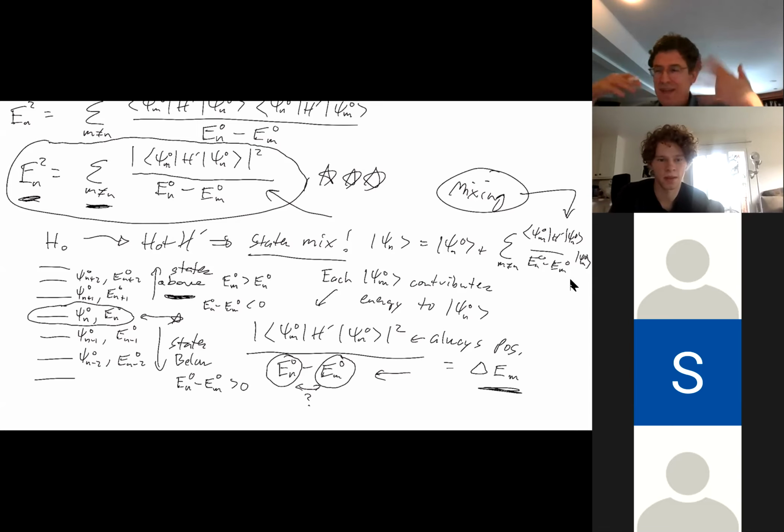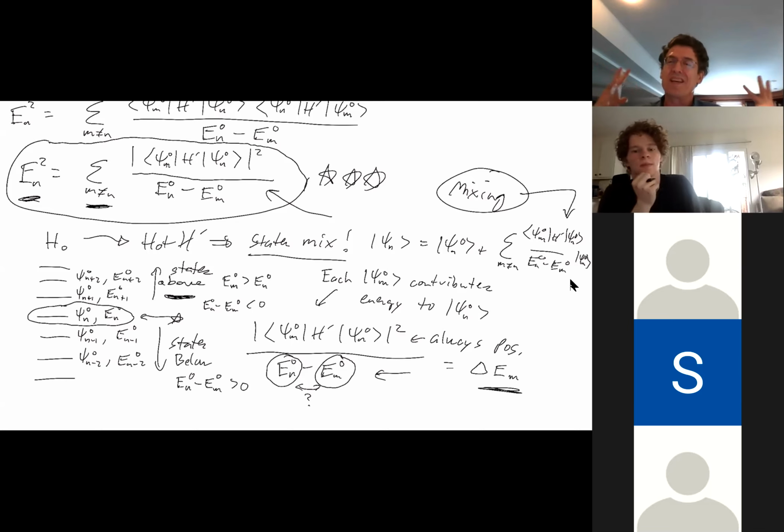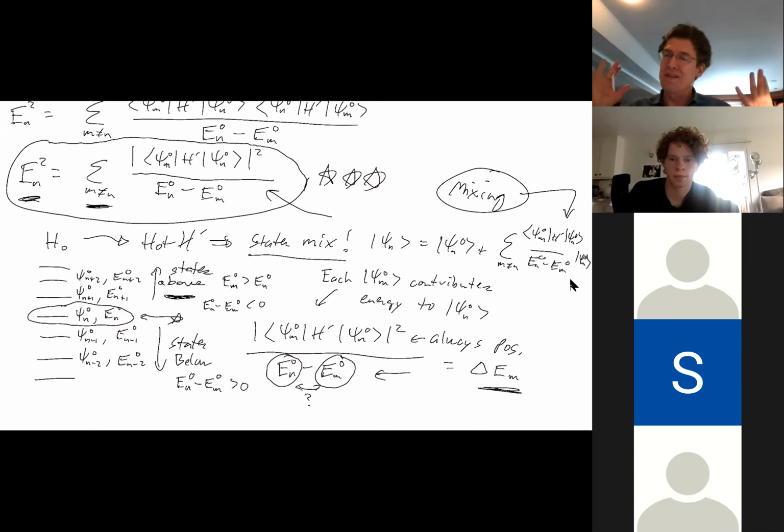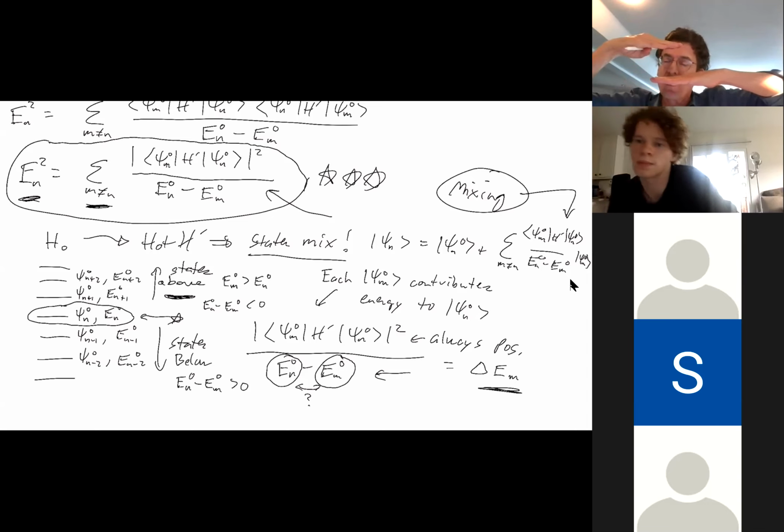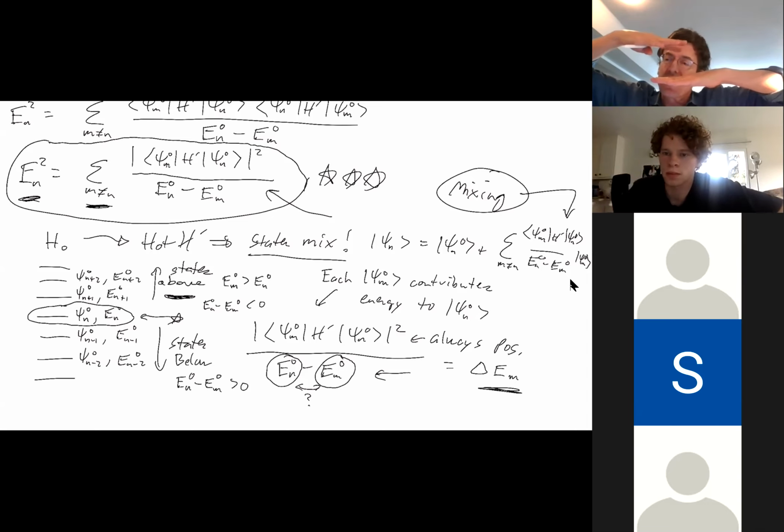Now this might seem like some weird little thing to notice. But this is actually very profound and important. And this is an important part of your quantum mechanics intuition. Because what we've just shown is that I have a state, I'm talking about some particular state at some energy. If I have a state above it, then the perturbation is going to cause my state to move down in energy. But if my state is below it, the perturbation is going to cause my state to move up in energy.